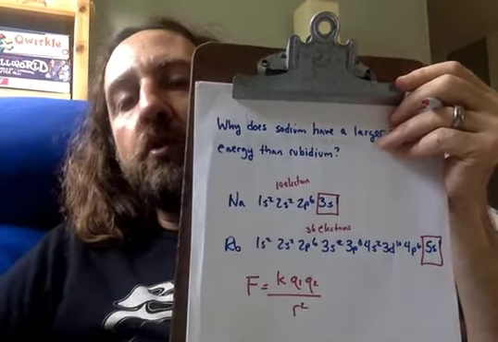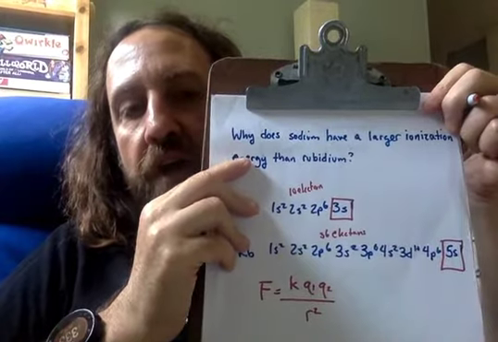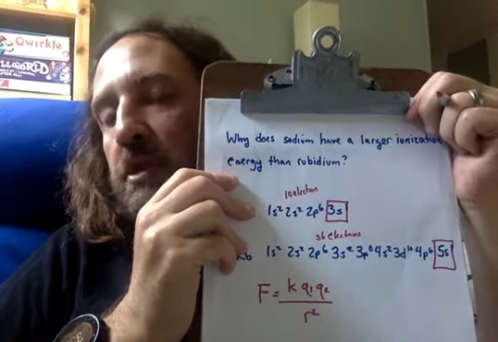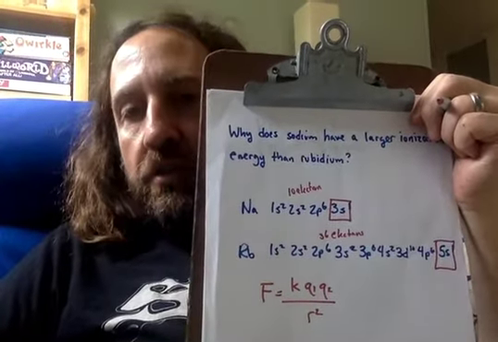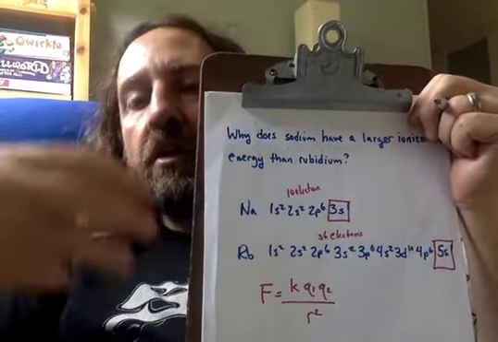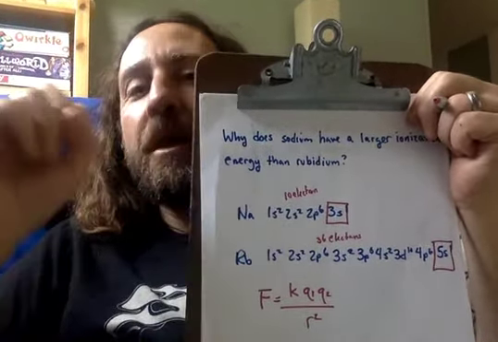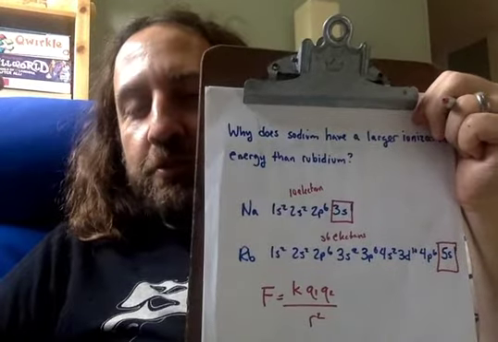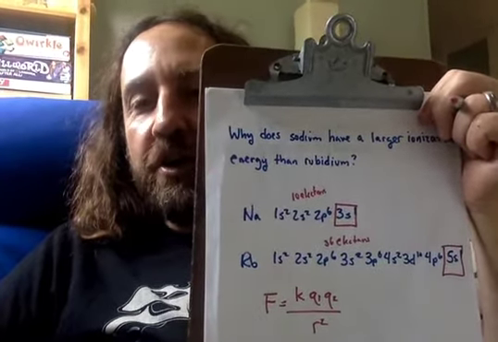So if you were to ask, why does sodium have a higher ionization energy than rubidium, you would answer that the radius of rubidium is much larger, and there's more of an effect of shielding. I'm going to say that one more time. The radius of rubidium is much larger, and there's a bigger effect of shielding.